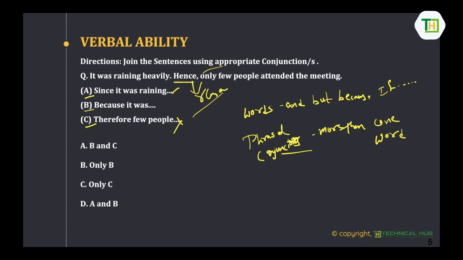Now, this also could be correct, but the rule in English is you can never start like that. Actually this is also correct. Option B is also correct. It's a phrasal conjunction. It was raining heavily, hence only few people attended the meeting. Since it was raining, only few people attended the meeting. Because it was raining, only few people attended the meeting. Yes. Option A and B, do we have that? Yes. Option A and B are correct. So the rest three are wrong.